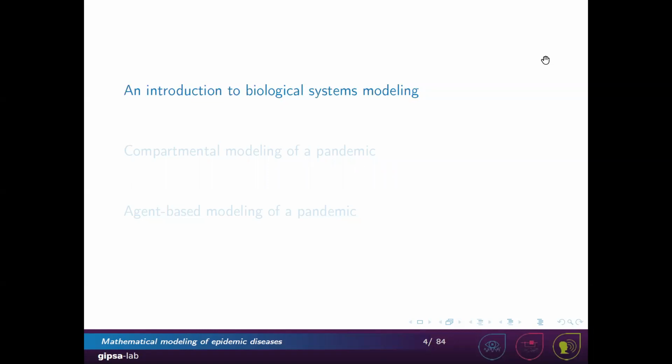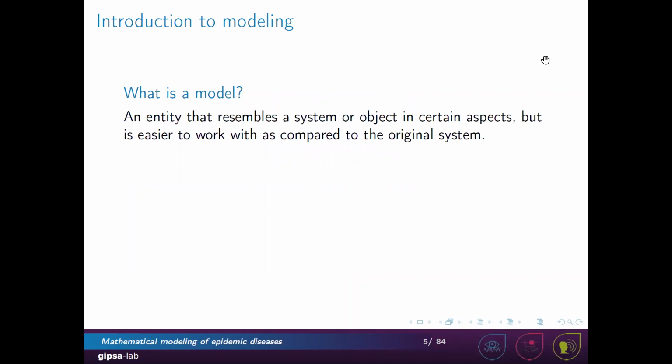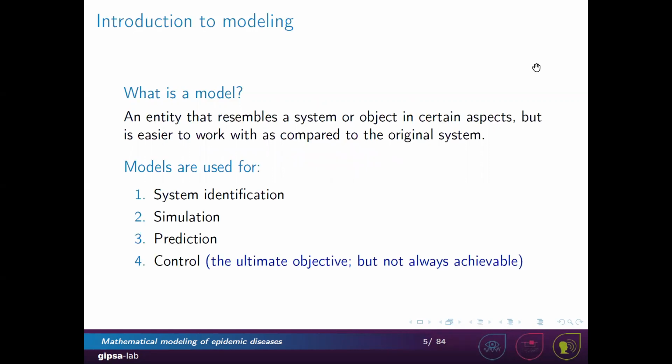Let's start with an introduction to modeling. What is a model? A model is an entity which resembles a system or object in certain aspects, but is easier to work with. For instance, a model can be a set of mathematical equations. It can be a computer program, which is used for modeling a system.